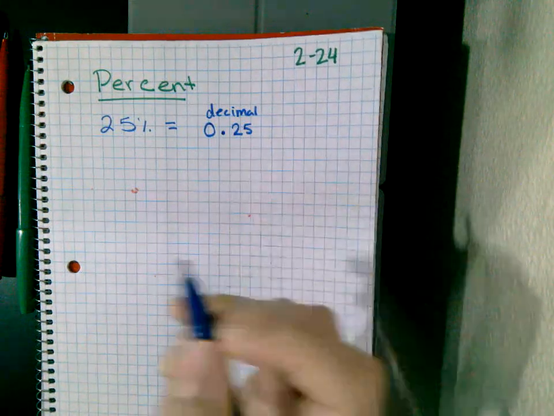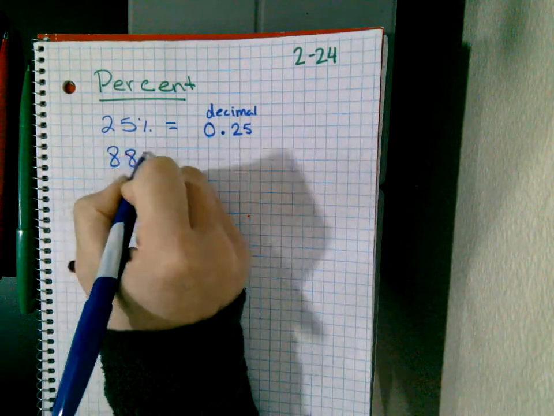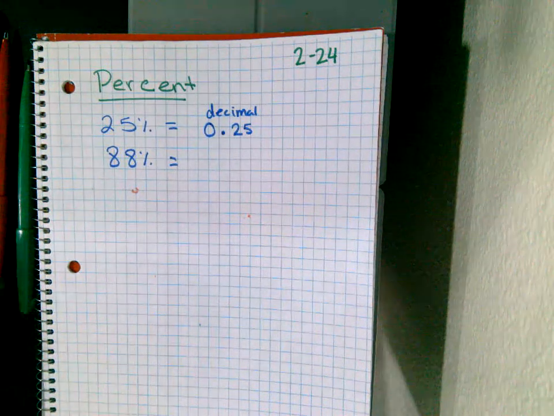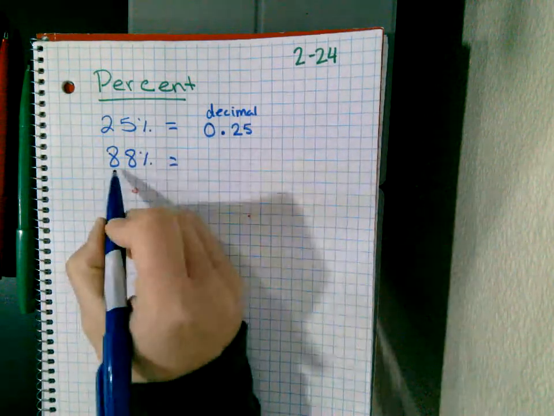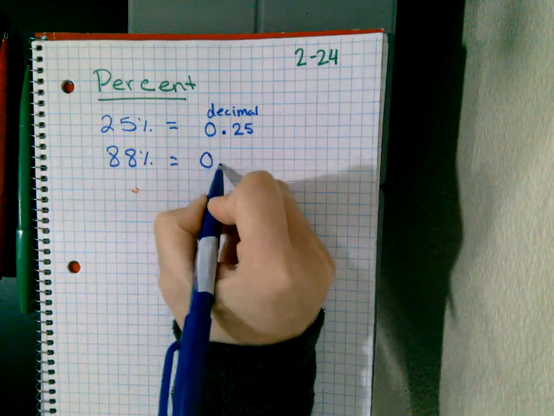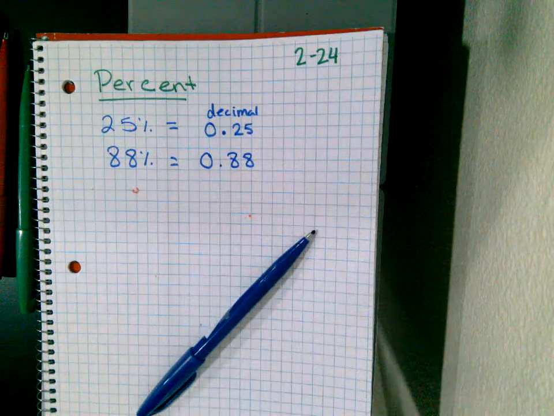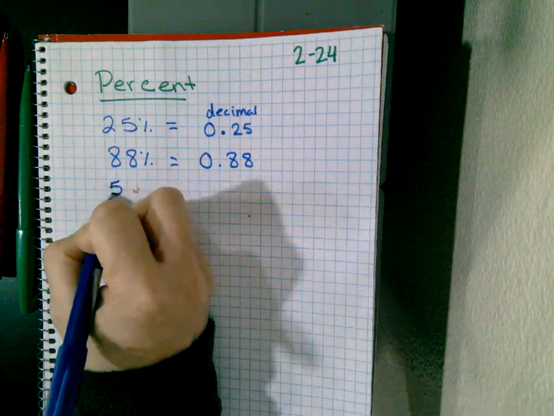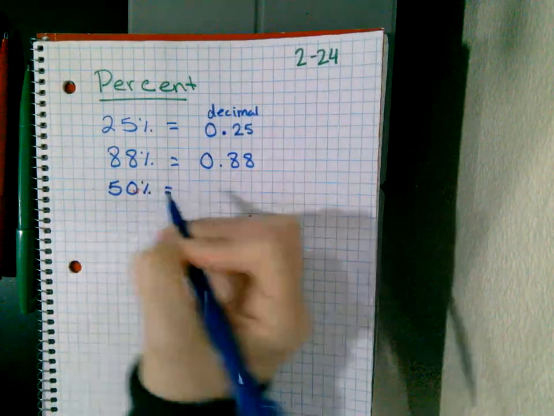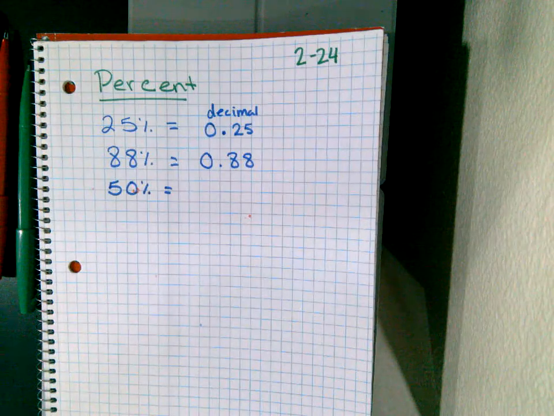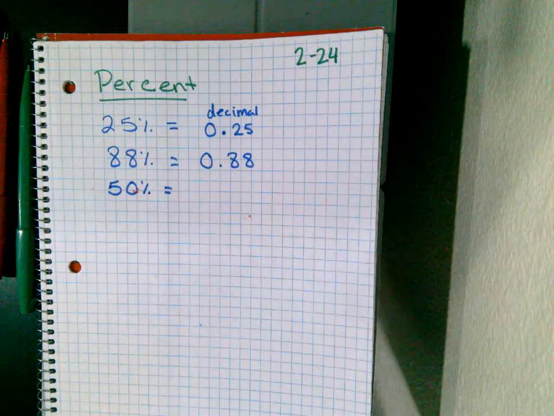Thank you. What if I tell you 88%? What is 88%? 0.88. Yep. So 88% written as a decimal is 0.88. All right. What about 50%? 0.5. So there's 2 ways to write it.